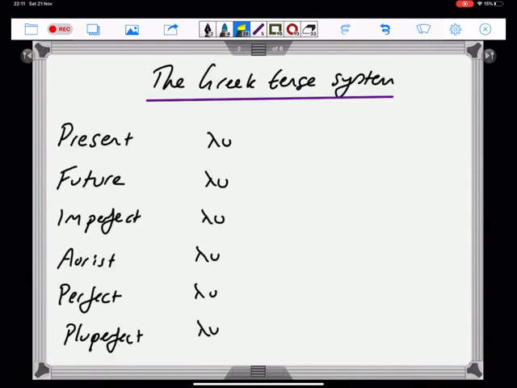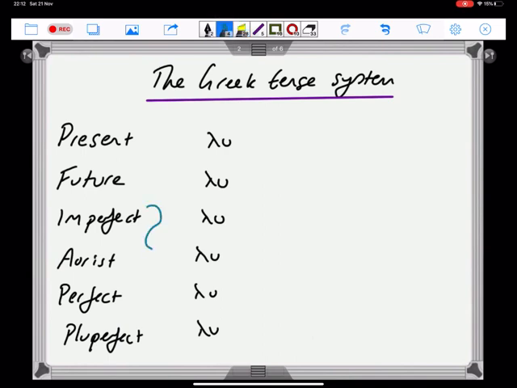So, the Greek tense system as a whole. I want to introduce it as a whole because this will prime us ready to start texts as soon as possible, but also give you a sense of the roadmap of the language that you're currently going to be filling in bits of as you go. There are 6 tenses in Greek: present, future, imperfect, aorist, perfect and pluperfect.